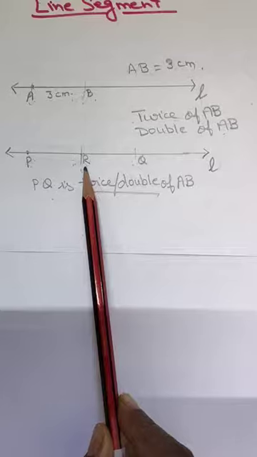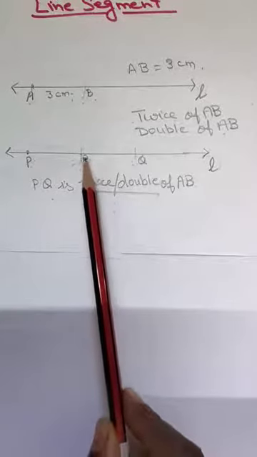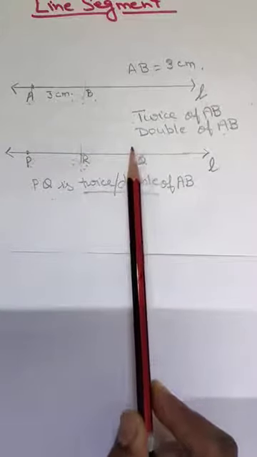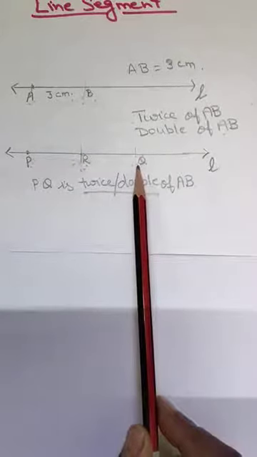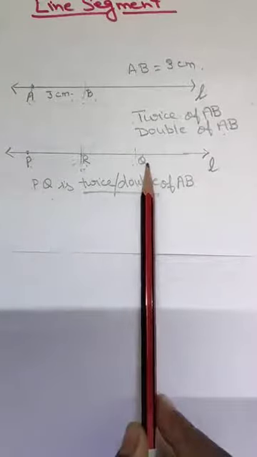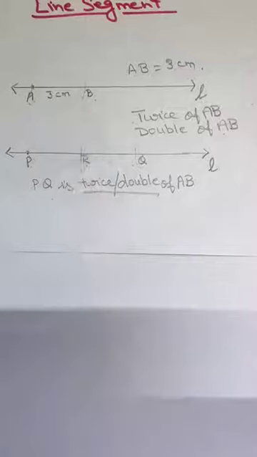But we have to make double of it. Again, place the pointer of the compass at R, and with the same opening of the compass, draw one more arc which cuts line L at Q. This PQ is double of AB.